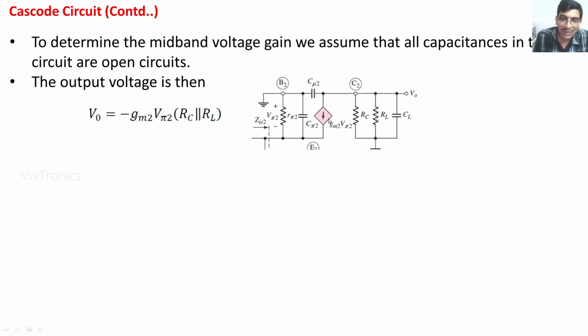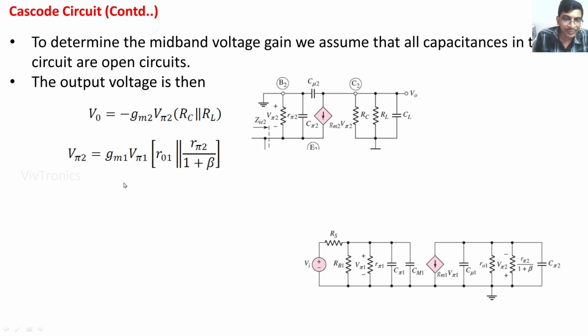Here the gm2 vπ2 is in the opposite direction, therefore it can be taken as minus gm2 vπ2, and the resistance is RC parallel RL, that is the output voltage. And the input voltage vπ2 can be given as gm1 vπ1 into R01 in parallel with rπ2 divided by 1 plus beta. From the stage 1 output side circuit, we can give the vπ2 value.